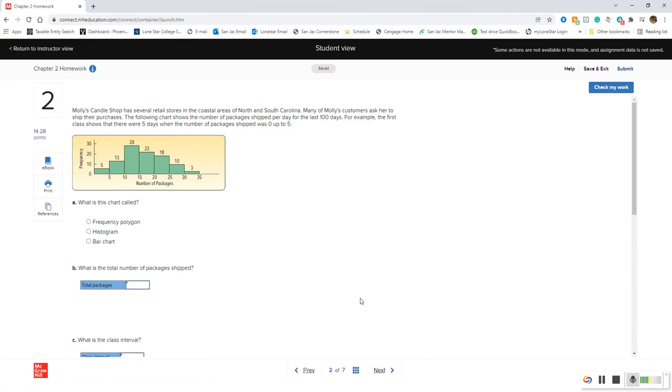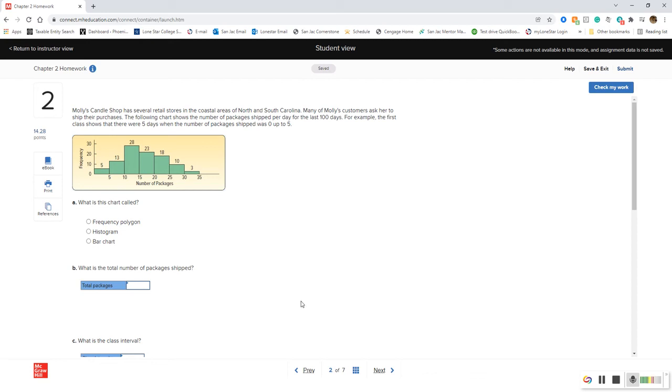Alright, let's try something different. Molly's Candle Shop has several retail stores in the coastal area of North and South Carolina. Many of Molly's customers ask her to ship their purchases. The following chart shows the number of packages shipped per day for the last 100 days. For example, the first class shows that there were 5 days when the number of packages shipped was 0 up to 5.